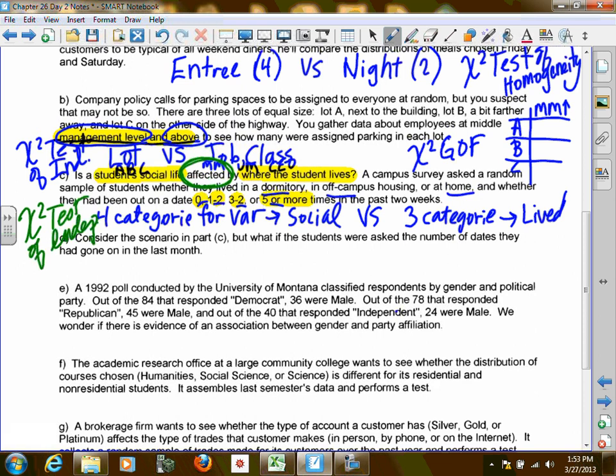Okay, consider this scenario in part C, but what if the students were asked the number of dates that they had gone on in the past month? So your students would be replying 5 dates, 6 dates, 0 dates, 8 dates, whatever. And what would you do with all those dates? You would be averaging them. So because this type of categorization is missing, then it changes it to quantitative data. And so you would be averaging, so this cannot be done with a chi-squared.